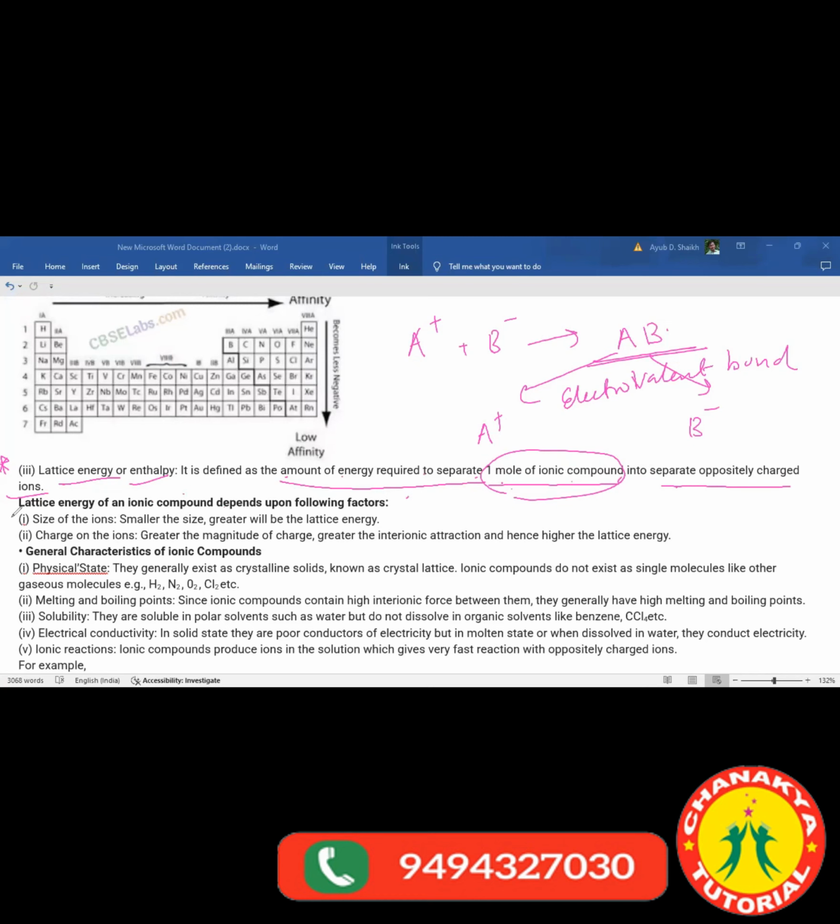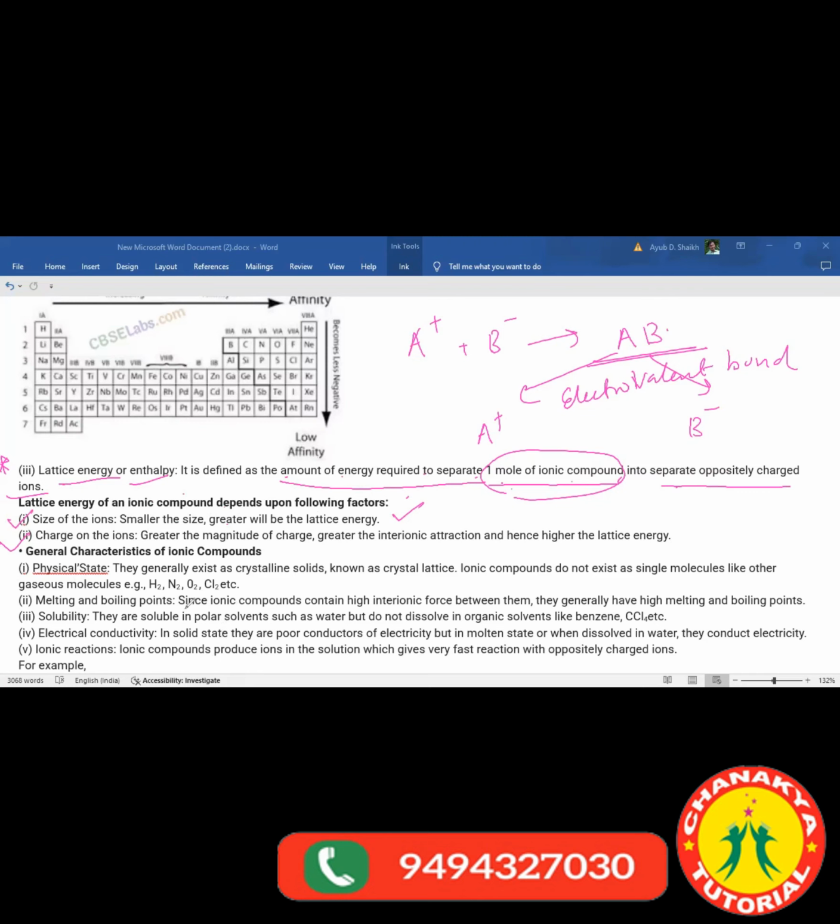Among them, the first is the size of the ion, and the second is the charge on the ions. How does the size of the ions affect it? Smaller the size, greater will be the lattice energy; they are inversely proportional. If the size of the ion is small, it is very difficult to separate them, so we require more energy, and hence greater will be the lattice energy.